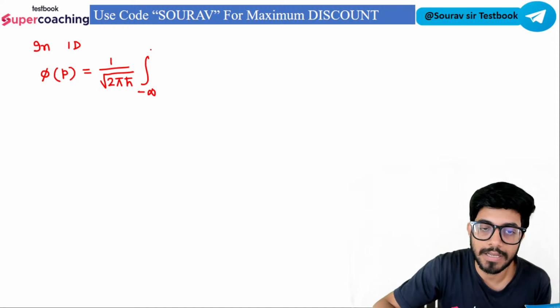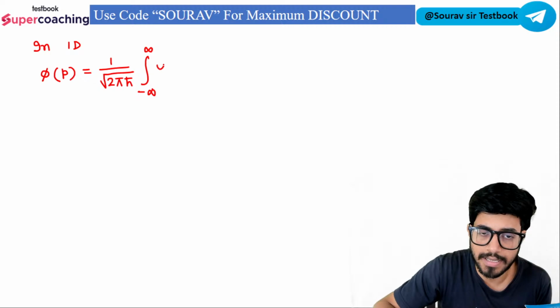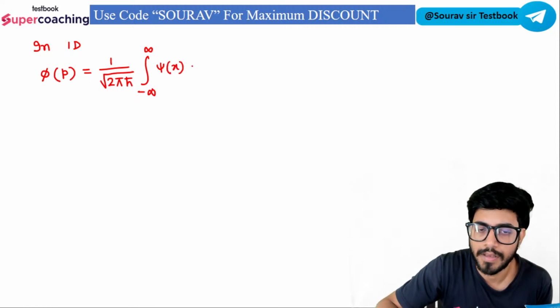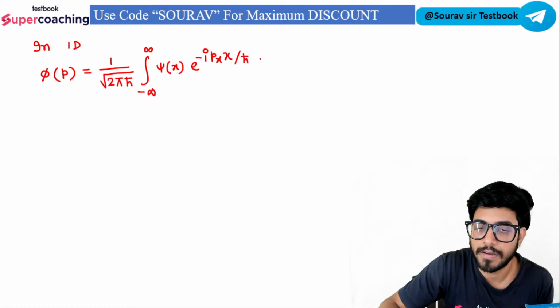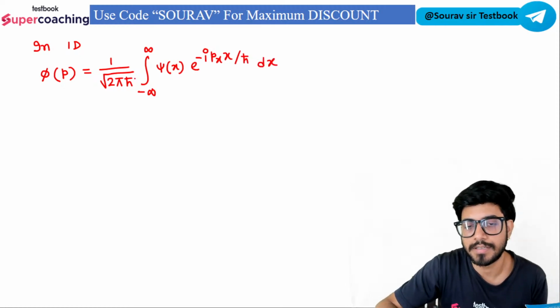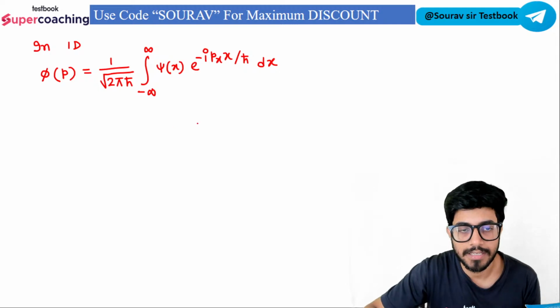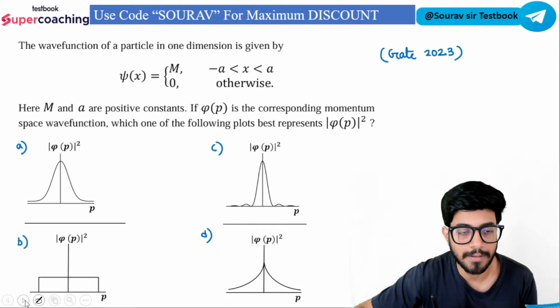Minus infinity to plus infinity, e to the power of minus i px x by h cut dx. That's all. Just do the integration and you will tell me how to do it.